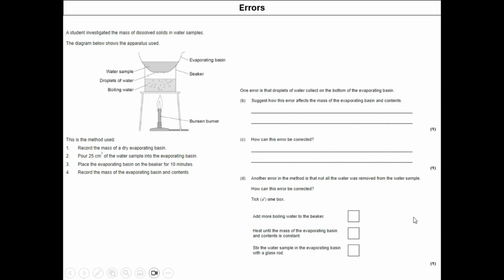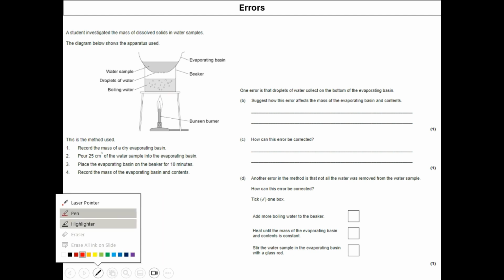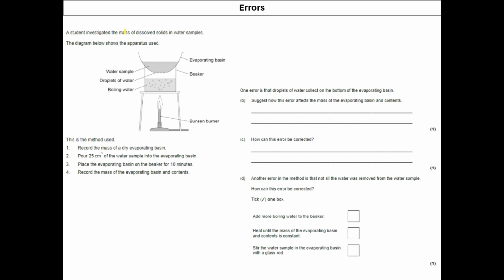Now, errors questions are very specific to the practicals they're about. So there's no point in me going through thousands of them. But I'll show you a type of question that could come up. So this question: a student investigated the mass of dissolved solids in water samples. The diagram below shows the apparatus used. We've got an evaporating basin, beaker, Bunsen burner, water sample, boiling water, but this one stands out. Why have they bothered to draw the droplets of water from the steam from the boiling water and label it? That's not something you would label because it's not something that an experimenter has to go away and get.